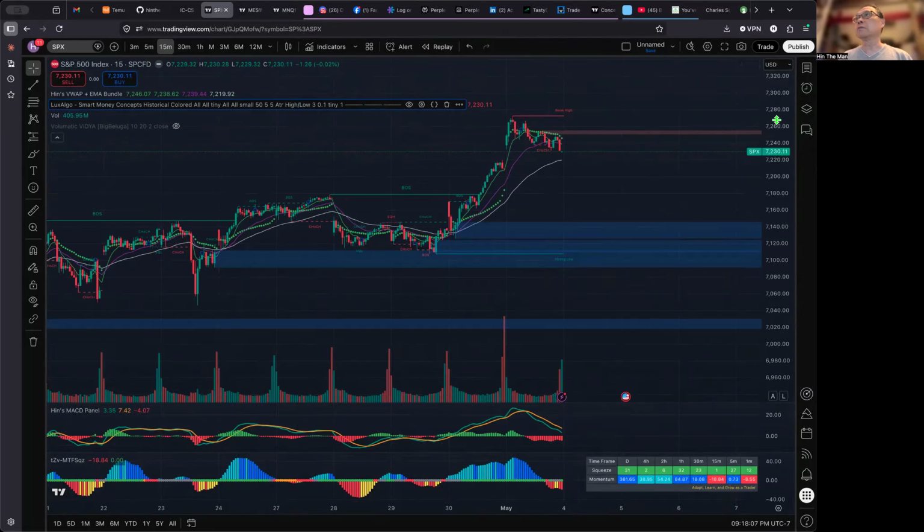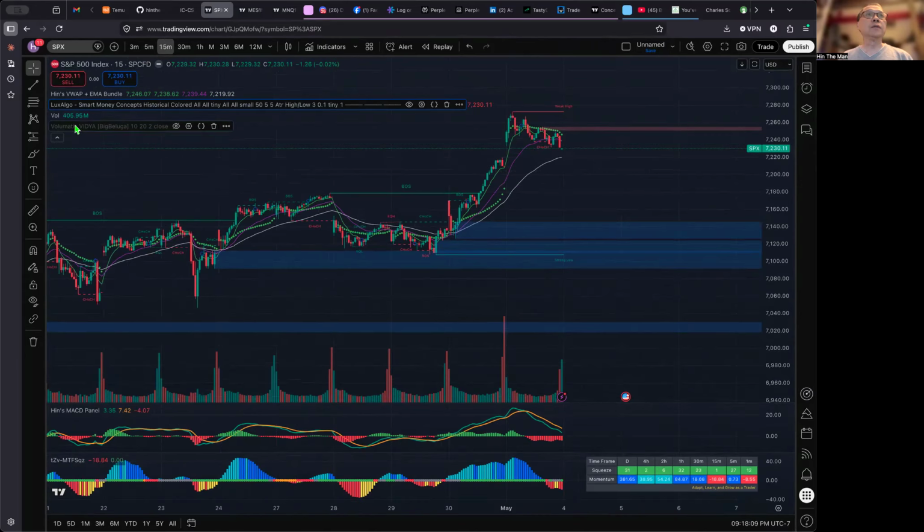So now we're done with the EMA, and the other one is the smart money concept. The smart money concept has several things.